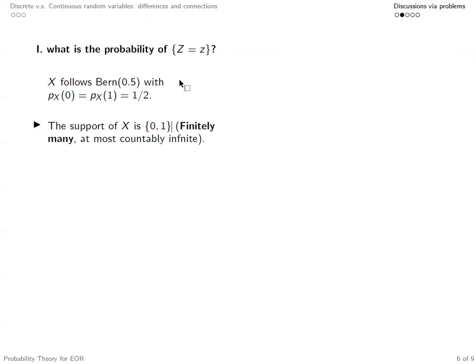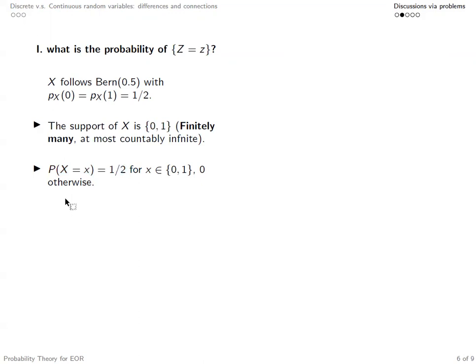Then what is the probability of X equal to a certain number? Well, for x within the support of X, in this case 0 and 1, the probability of X equal to x is equal to half, and 0 otherwise.